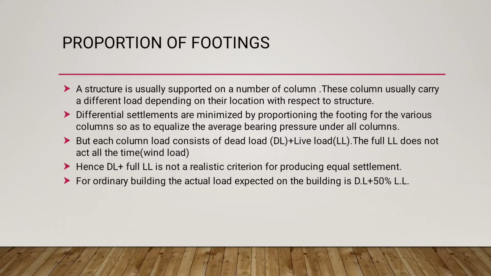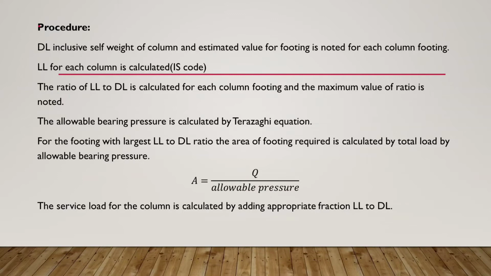the columns. Each column load consists of dead load and live load. Full live load does not exist at all times in all the columns. So, dead load plus full live load is not a realistic criterion for producing an equal settlement. So for actual load, we expect on the building a dead load plus 15% of live load. So the procedure for proportioning of footing.